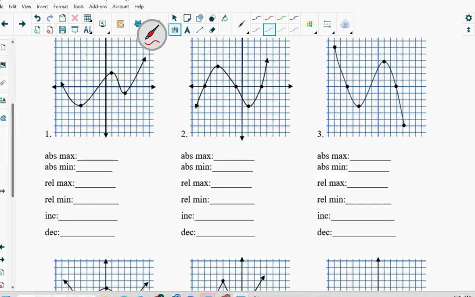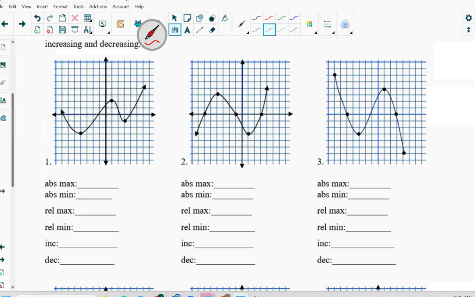Okay, when you look at this graph, do you see the arrows at the end? Right, so it's going up forever and ever. So is there an absolute maximum? No. Infinity is not a maximum. It's not a defined point. So we just say none.